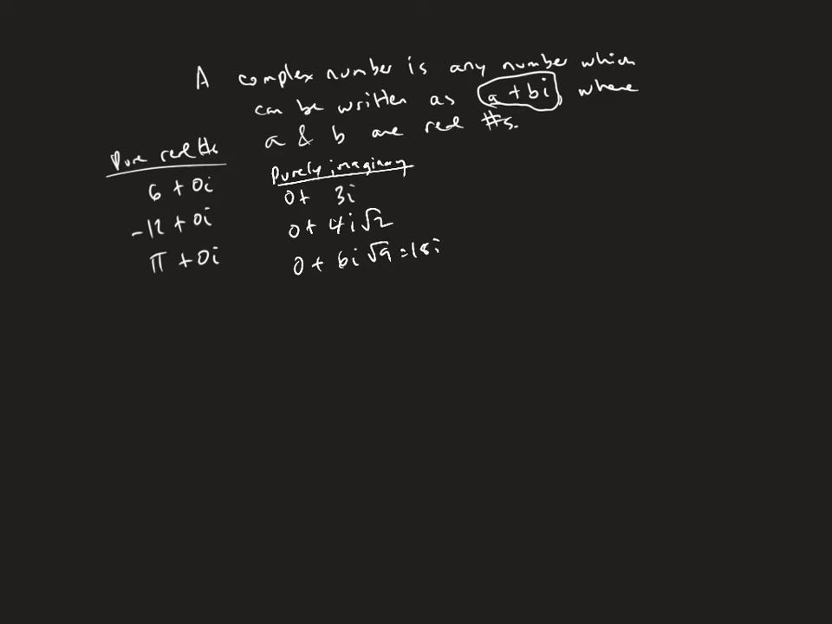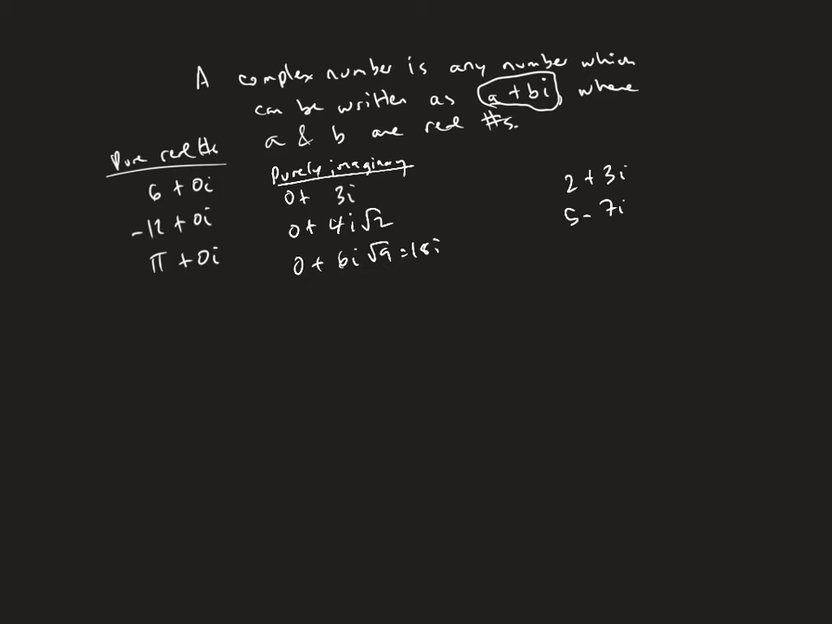Now, there are hybrid complex numbers which have a real part and an imaginary part. So those might be things like 2 plus 3i or 5 minus 7i. Now you may look at those and go, how is that a single number? Those are two numbers being added together. In actuality, no, they're not.